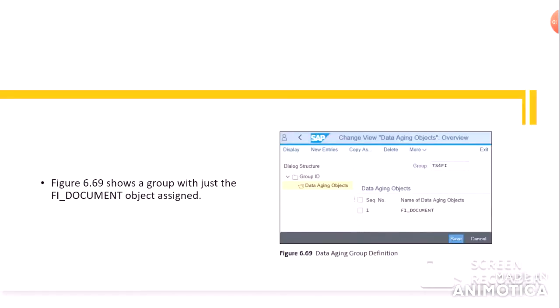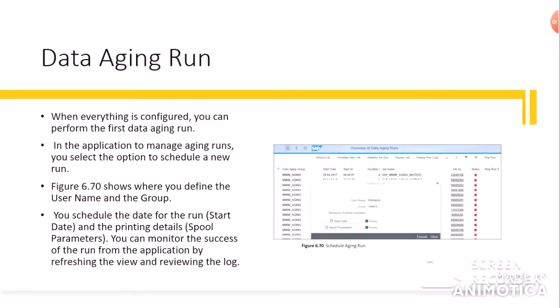How do we do this run? When everything is configured, you can perform the first data aging run. In the application to manage aging runs, you select the option to schedule a new run. So in this figure we can see the username and the group are set ready for the run, and the printing spool parameters. We can monitor the success of the run from the application by refreshing the view and reviewing the log.